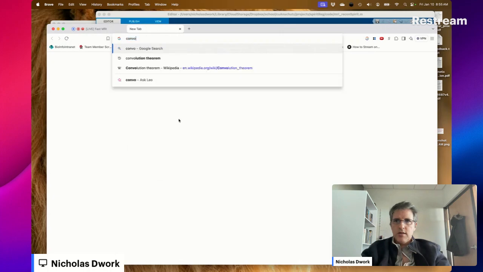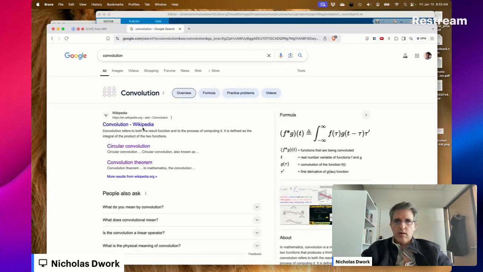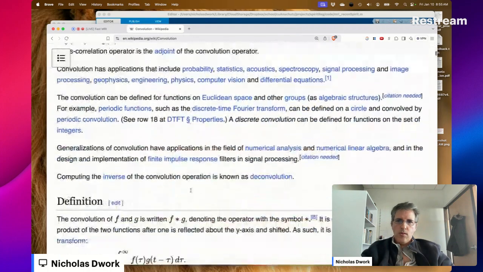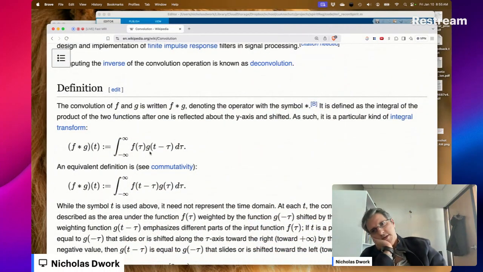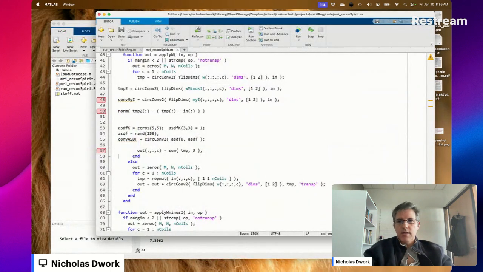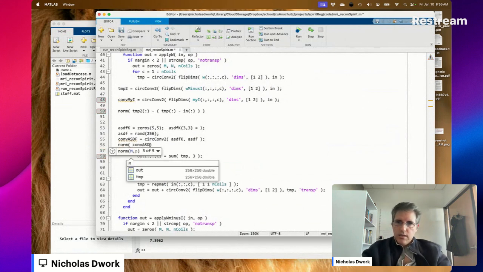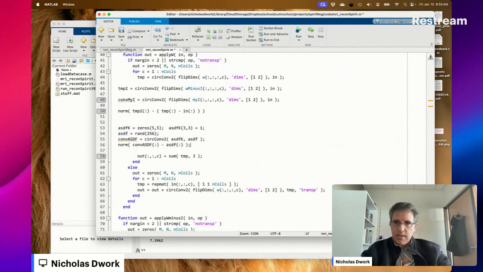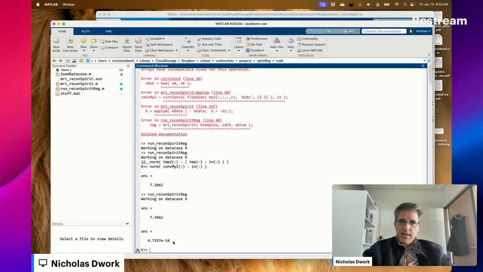what is convolution? It really is shifting, flipping the second one. Oh, an equivalent definition is flipping the first. Okay. So it shouldn't matter. Okay. This, I claim, should be the same as ASTF. And it is.